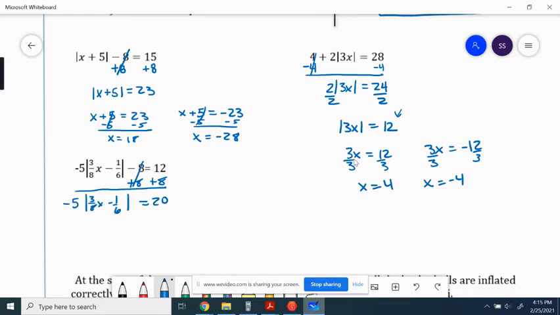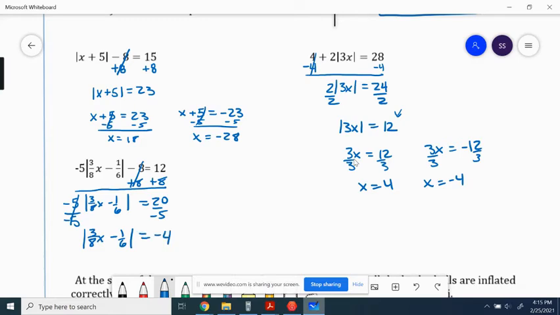All right. And now I need to get rid of this negative 5. So I divide by negative 5. I do it to one side, I got to do it to the other side. So now I'm left with the absolute value of 3/8 x minus 1/6 is equal to negative 4.